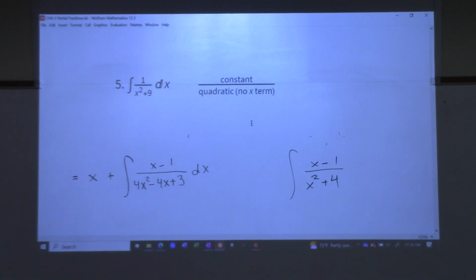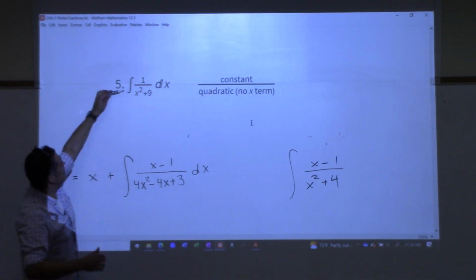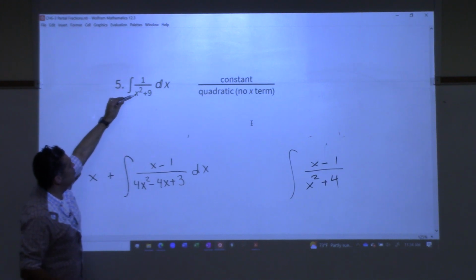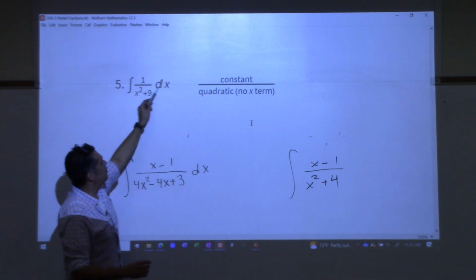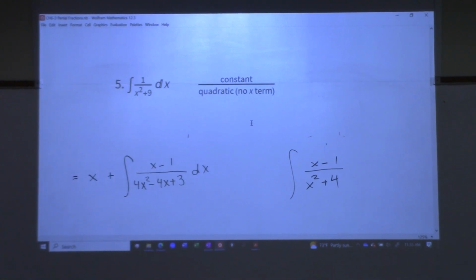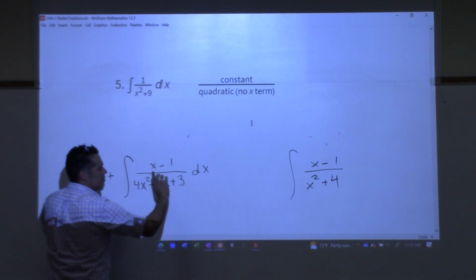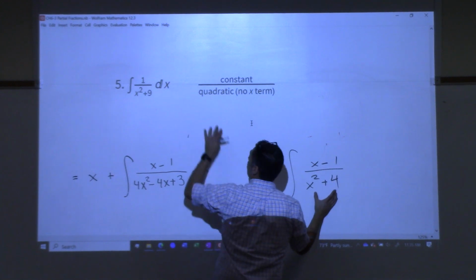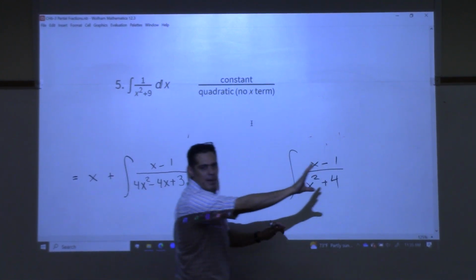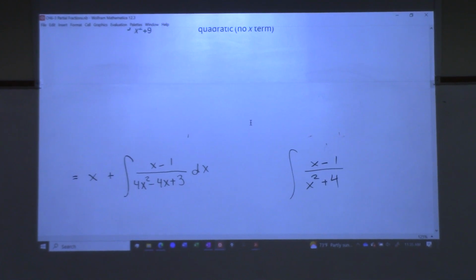So back in our notes, the problems we did at the beginning, I said if we have a constant over a quadratic where we're missing the x term, we know how to handle that. That was formula 17. So that's why splitting this made perfect sense, because we get a constant over this, which looks like this. That's the path we want to go down. Then the other side is just a basic u sub.